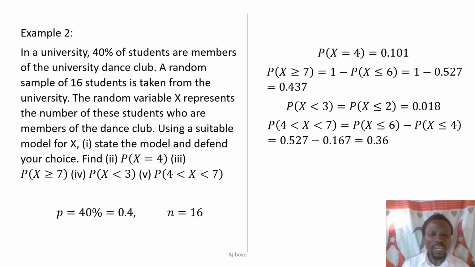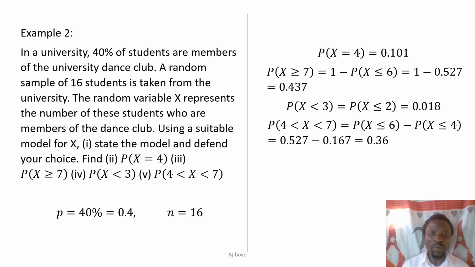So the suitable model here is a binomial probability model. The reason is because it is a binomial outcome experiment. What do we mean by binomial outcome experiment? It is either a student is a member of the dance club or not a member of the dance club. There is no in between. There is no other possible outcome when we randomly select a student. So because it is only this binomial outcome, a binomial probability distribution will be suitable for this problem.